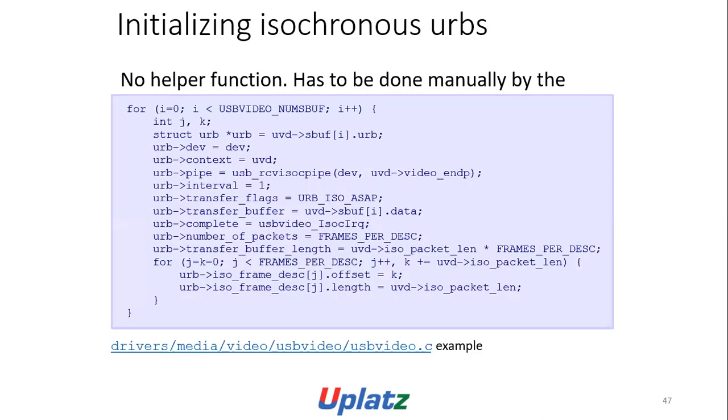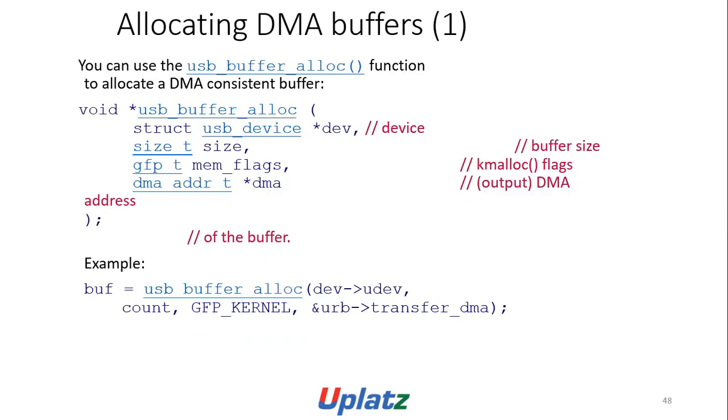Initializing isochronous URBs: there is no helper function, so they are filled in manually by the driver. See the media video usbvideo.c example, where we can see this code. Allocating DMA buffers: you may use the usb_buffer_alloc function to allocate a DMA buffer, taking the device, buffer size, kmalloc flags, and outputting the DMA controller address of the buffer.